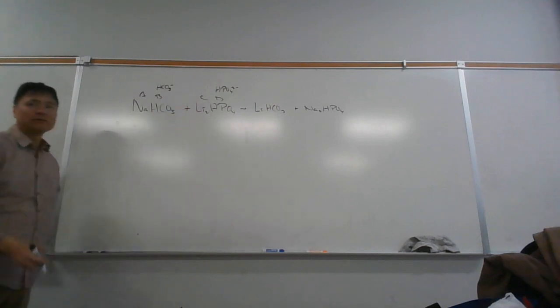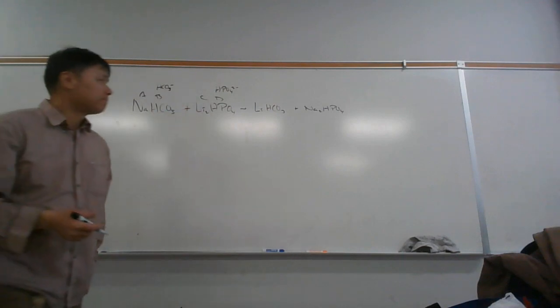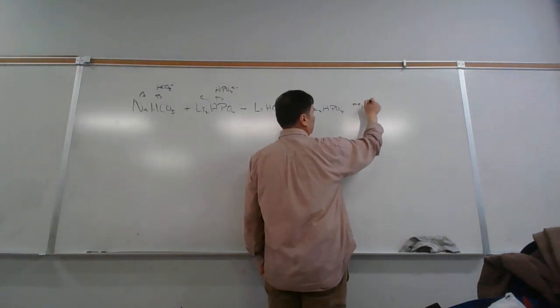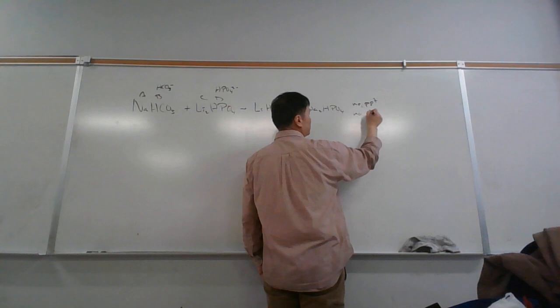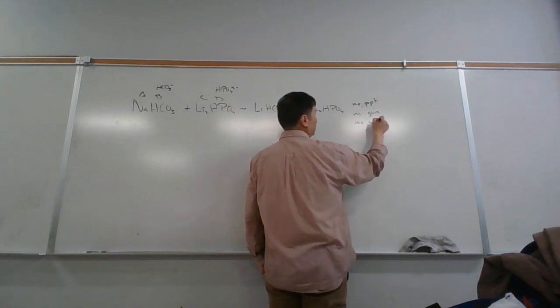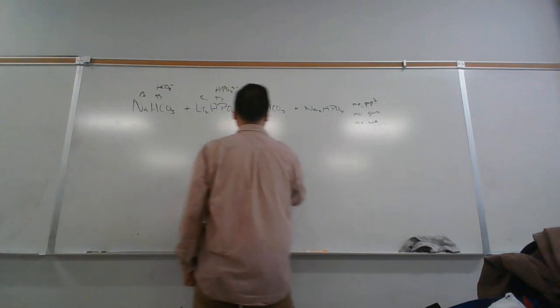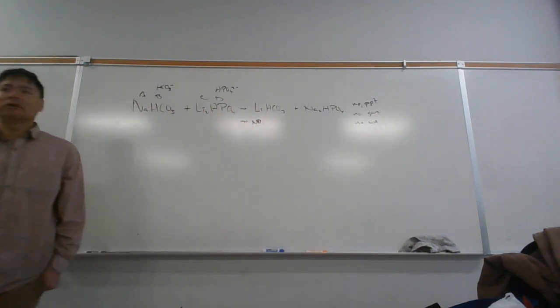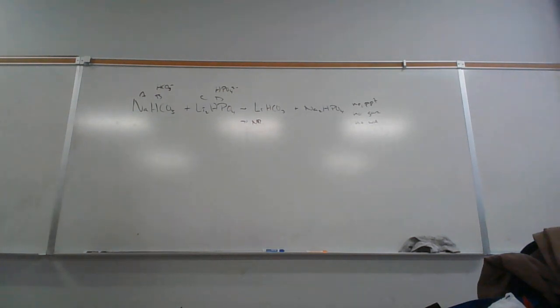That's what we get. And so do we have a precipitate? No. And so we have no PPT, no gas, and no weaker acid. And therefore, we say that there is going to be no reaction. But this is only for metathesis. What are the two types of reactions that we have to look for?